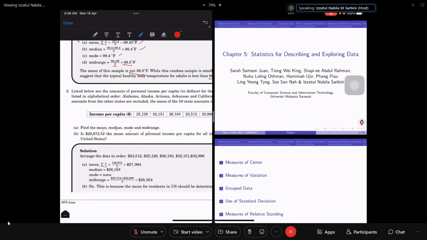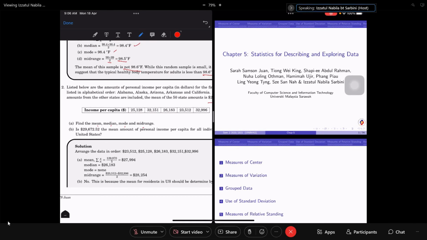Since you need to find the median, you need to arrange the data in order first, from minimum to maximum. And then just calculate the mean. We just add everything and divide by 5 states. So it's 27,994. As for the median, we only have 5 data, so it's an odd number, so automatically just get the middle data. So it will be 26,183.